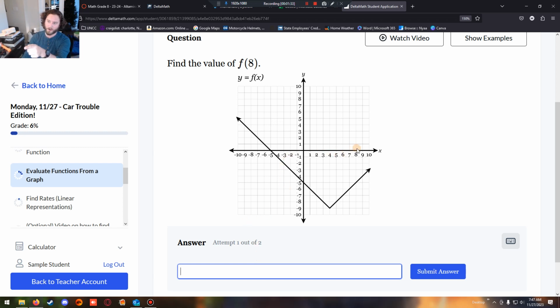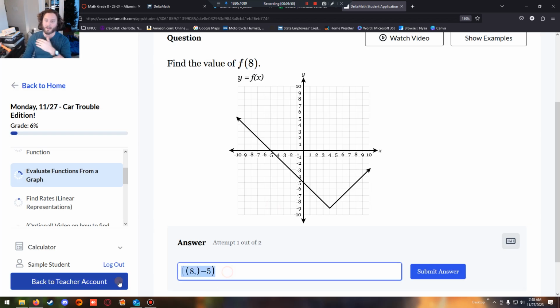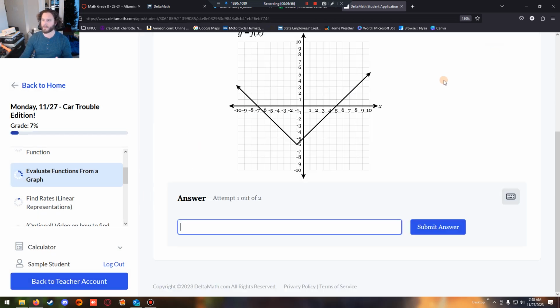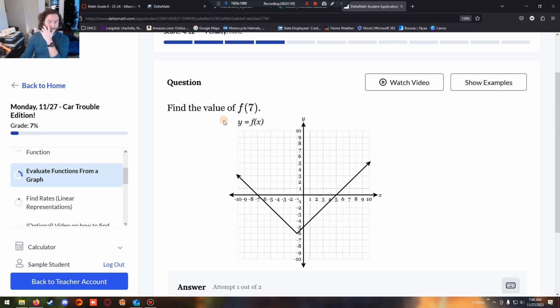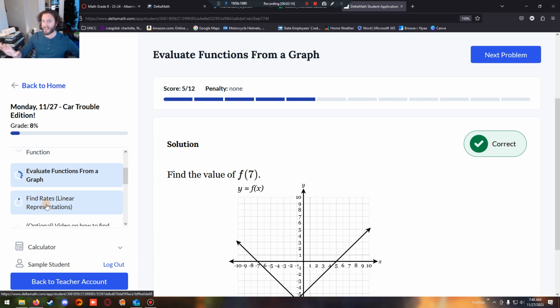So this one, we go over by 8, and again, it's going to be down at -5. If I put that as a coordinate, 8, -5, it will count it as wrong. It won't even let me type it in, actually. It says, make sure your answer is typed correctly. It just wants -5. It does not want the whole coordinate. Does this one give a good example? Yeah. If this one is f of 7, so we go over to 7, this time it's above the line. So I'm going to look up, and here is where it crosses at +2. That's all you do for that section, nothing else.